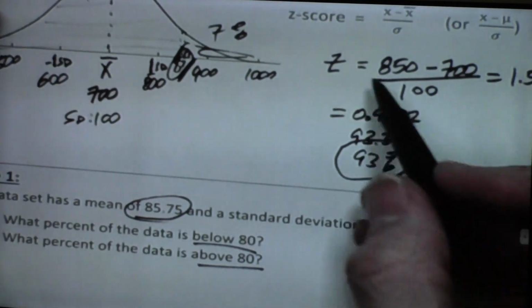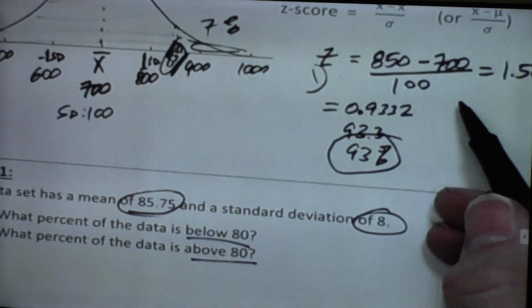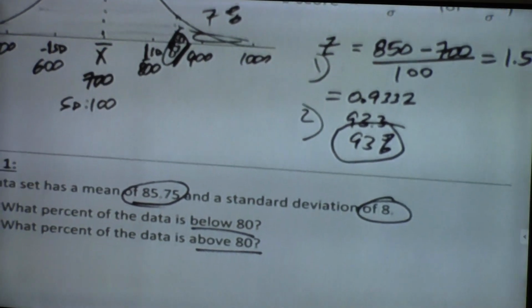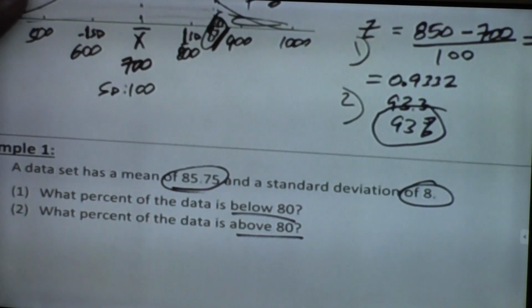Notice the steps for this are not hard. The first thing you'll do is do the z-score. The second thing you'll do is use the table. And then for this one, the third thing you'll do is subtract from 100.